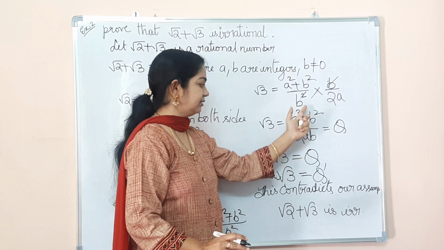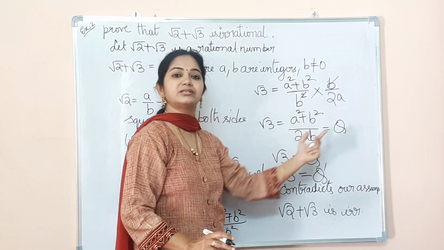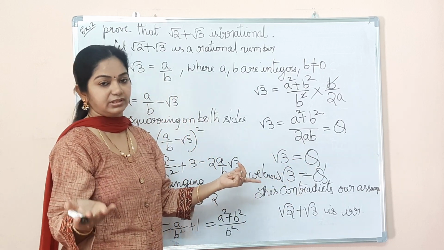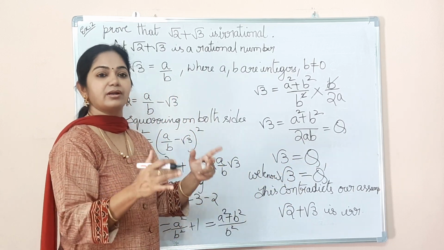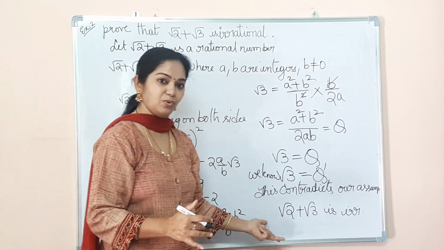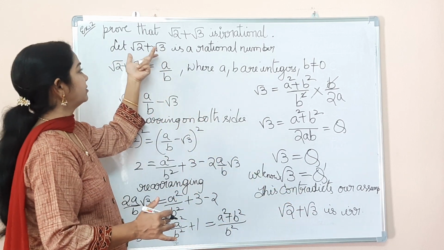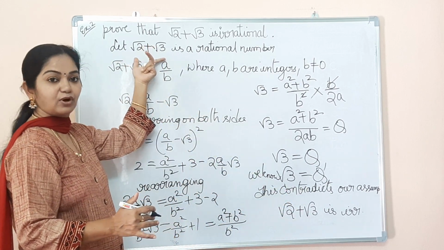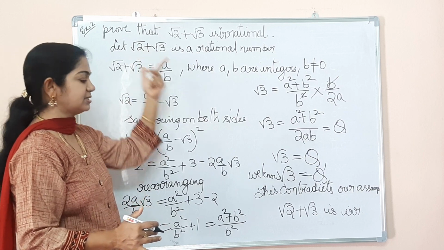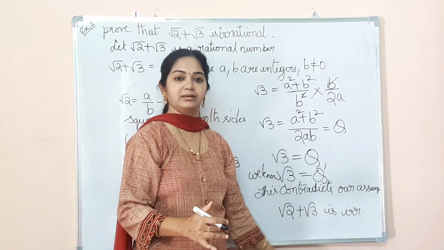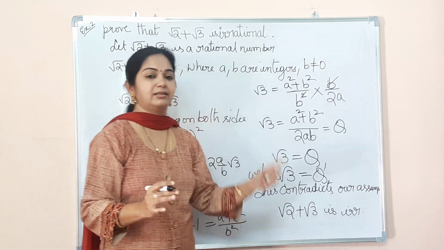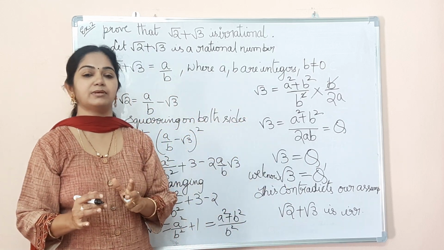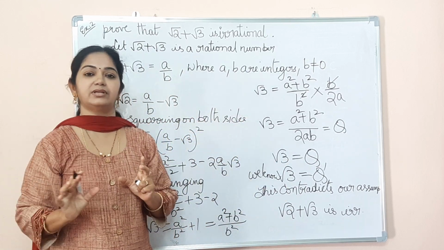Division of integers is nothing but a rational number. But we know that root 3 is an irrational number. This is contradicting our assumption. So our assumption that root 2 plus root 3 is rational is false. Now what is true? It is an irrational number. We can conclude. So like this, I have explained two example problems. The same things are given in your exercise.